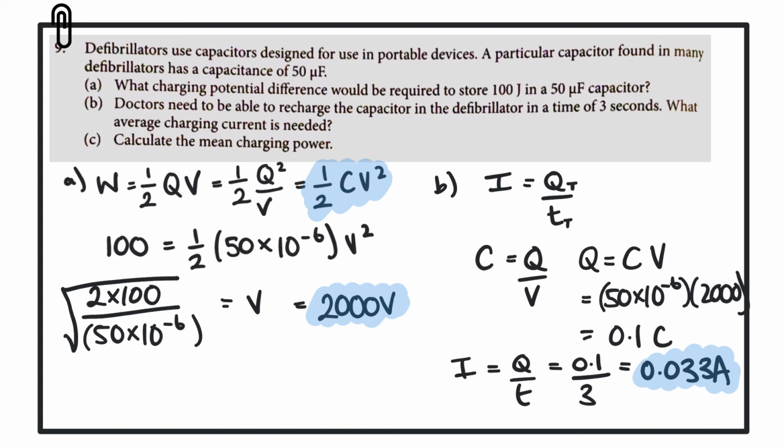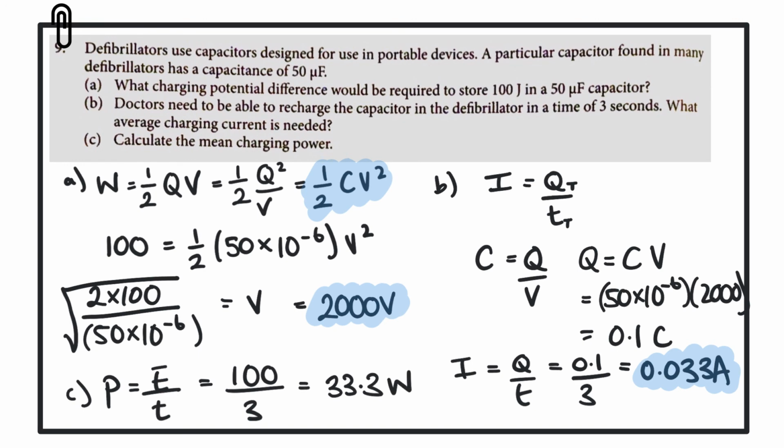Finally then, part C, we're asked to calculate the mean charging power, so the average power. Well, for this, we know that power is the amount of energy that's transferred per second. So it's the energy transferred per unit time, per second. Well, we already know from the question that the capacitor has 100 joules of energy. And we also know that it charged in 3 seconds. So 100 divided by 3 gives us an answer of 33.3 watts. So that's 33.3 joules of energy transferred each second.